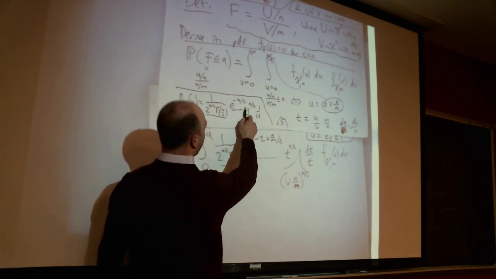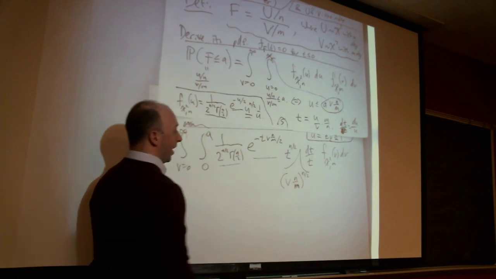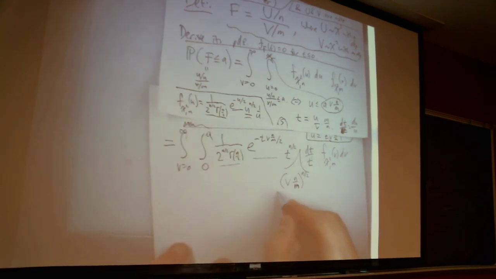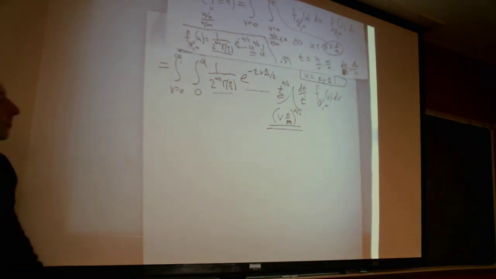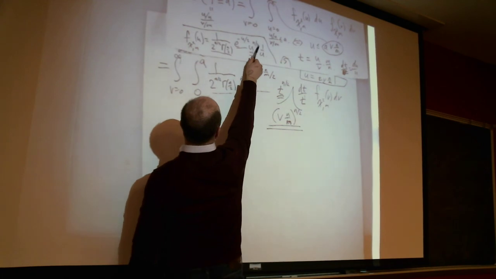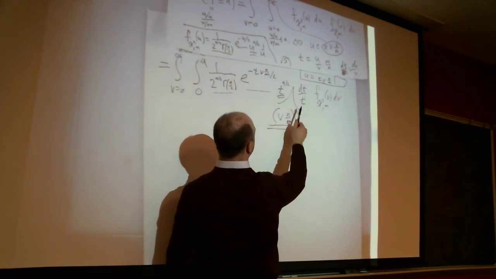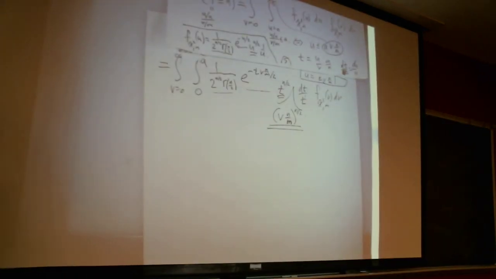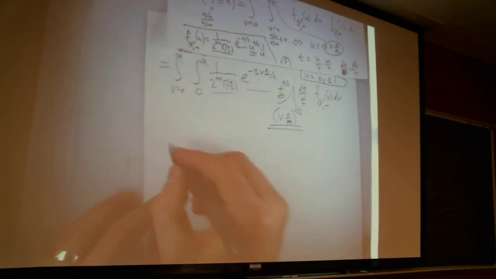I had a u to the n over 2. That became all of this, because of what u is in terms of t. U is t times this, so u to the n over 2 is t times this to the n over 2. Almost there? Okay.